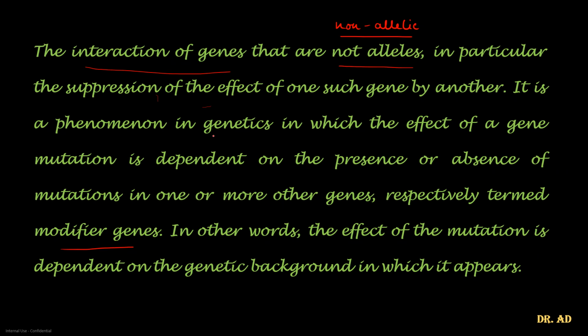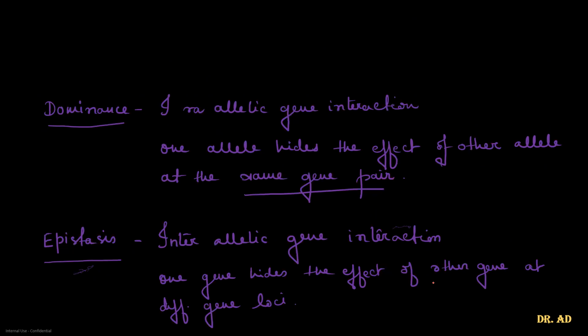It is a phenomenon in genetics in which the effect of a gene mutation is dependent on the presence or absence of mutations in one or more other genes, respectively termed modifier genes. Or in other words, the effect of the mutation is dependent on the genetic background in which it appears, right?